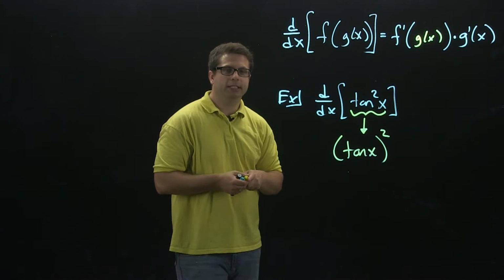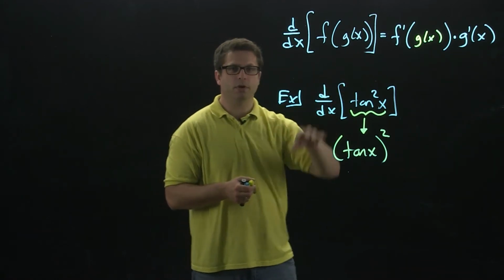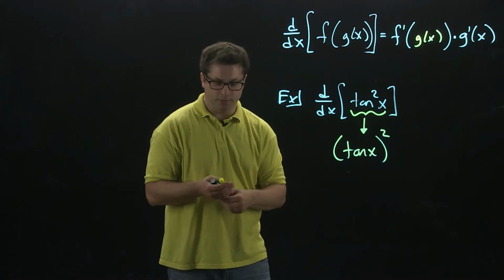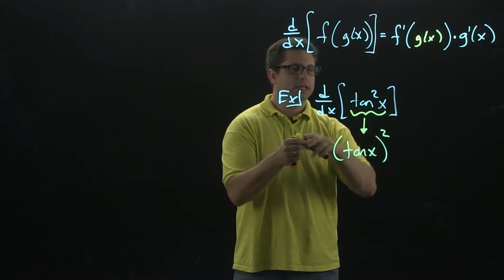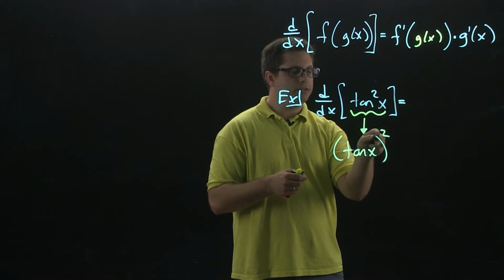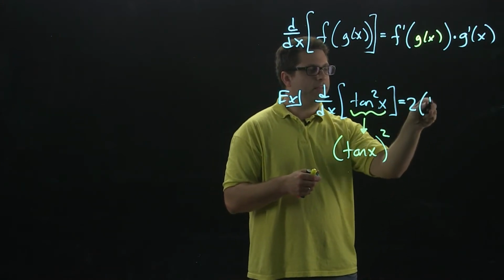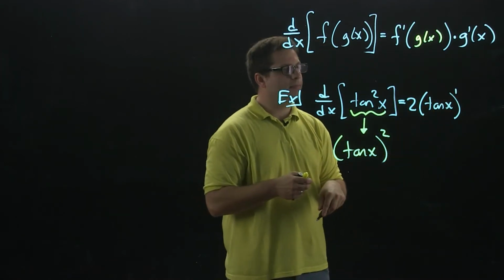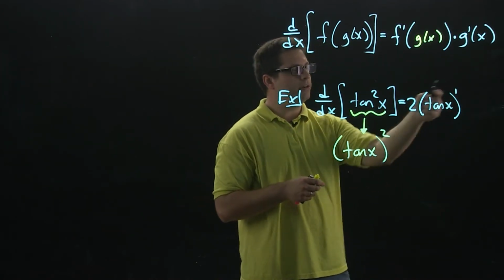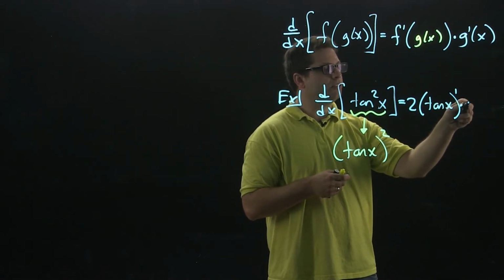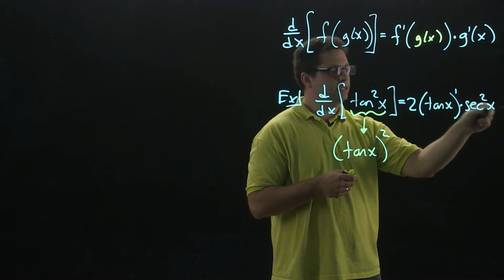So this actually is an extended power rule, still a chain rule though, because the extended power rule was a special case of the chain rule. But anyways, now it's not that bad to do. So we're going to bring the 2 down. You're going to leave the inside alone. Subtract 1 off the exponent, which is now a 1, so you don't actually have to write that. And then you're going to multiply by the derivative of the inside. The derivative of tangent is secant squared.